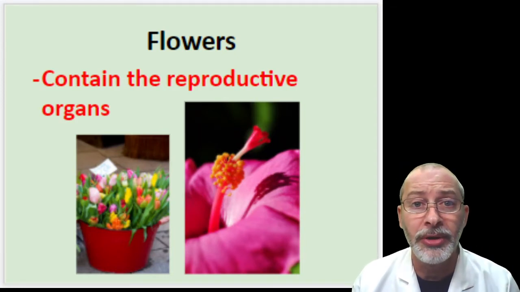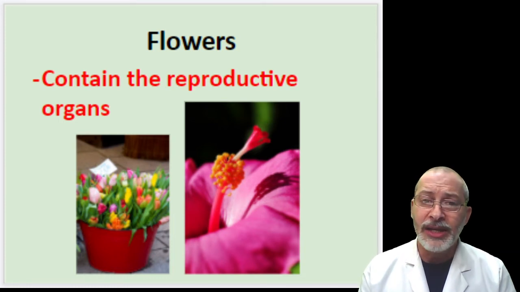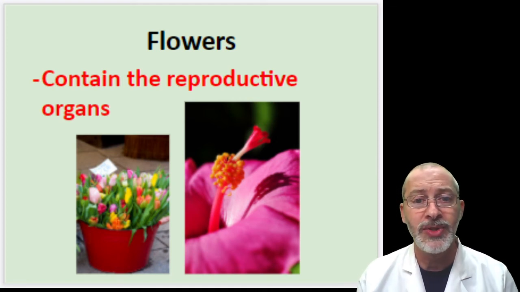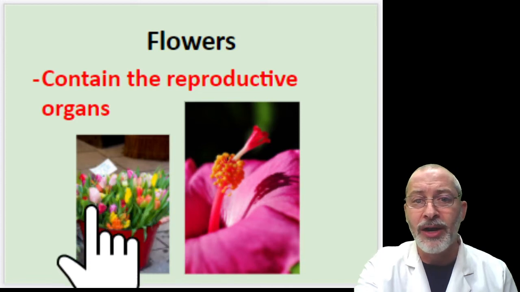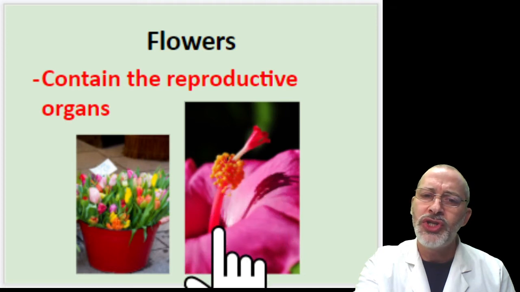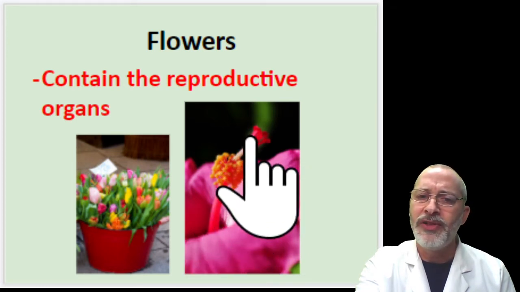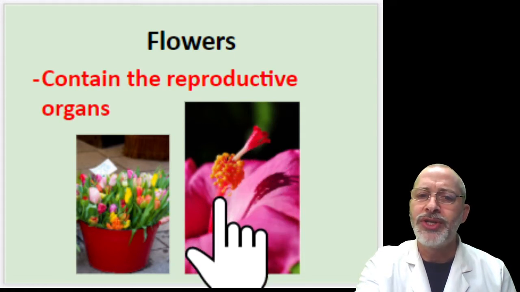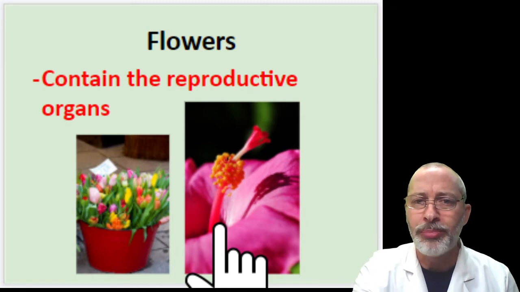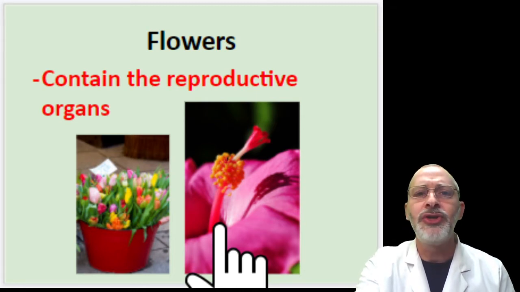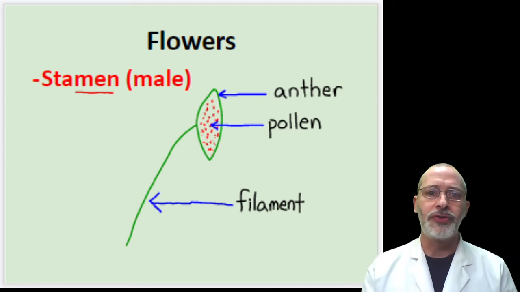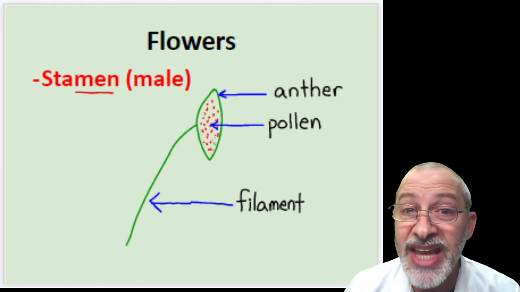Flowers, as we know from earlier, contain the reproductive organs of angiosperms. And if we look at this pot of flowers here, and then we zoom in on one of the flowers and notice these structures popping out of the middle of the flower, well, these are the reproductive organs of a flowering plant. So let's explore these reproductive organs and get to understand them a little bit better. And let's begin with the male reproductive structure, which is called the stamen.